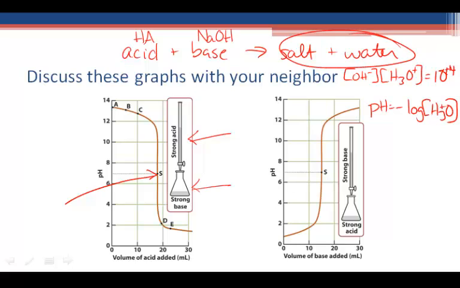And our salt, since it is the conjugate of strong acid, strong base, since its ions are the conjugate of those, it does not act as an acid or base. It's going to be neutral. So we should end up at pH 7. And as we move further down here, now we have added excess acid. And so, as we would expect, the pH is very low.